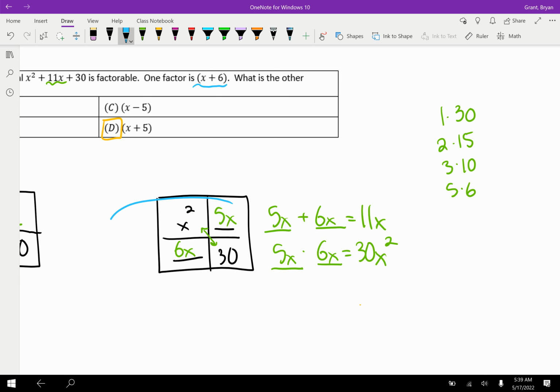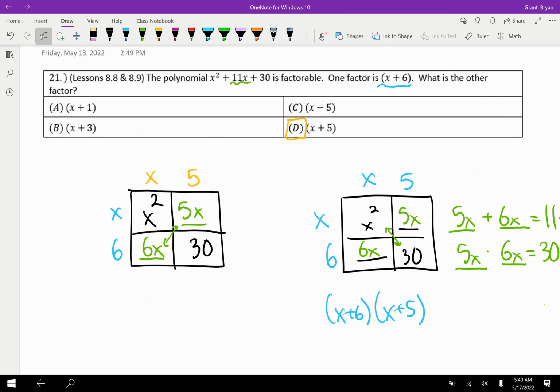We say, okay, well, x squared and 5x both have an x in common. X squared and 6x both have an x in common. Once you've found the corners, the rest are easy. X times 5 is 5x, x times 6 is 6x, and you found that your factored form is x plus 6, not a surprise since they gave that to you, times x plus 5.